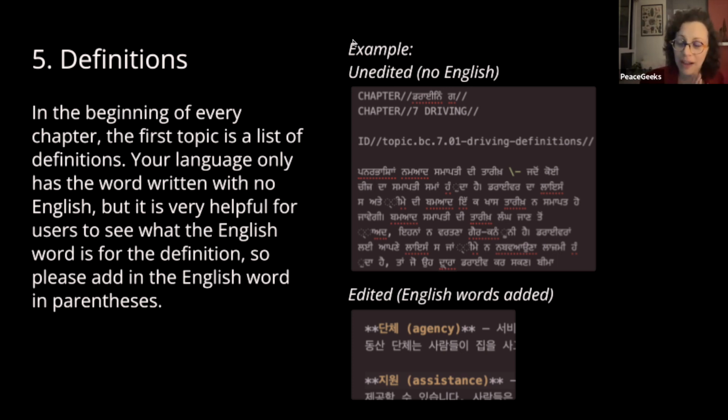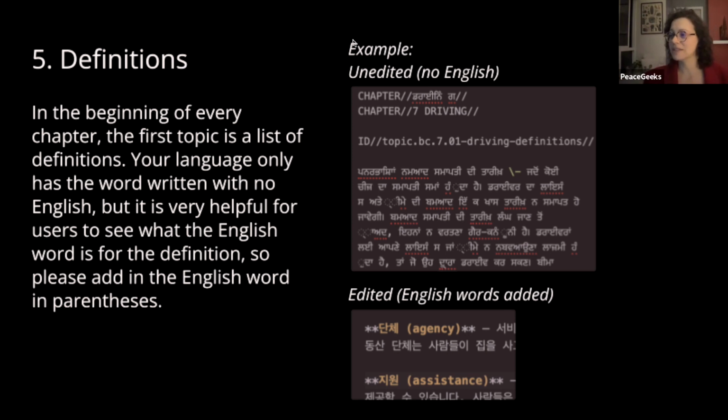So we are asking you to add the English word into parentheses after the first language. So when you look at this example in Punjabi, it just has the word, a very long phrase. Actually, I obviously can't read what it says, but it has a long phrase and then a dash and then just the explanation. So that's what all of the definitions will look like, just that target language.